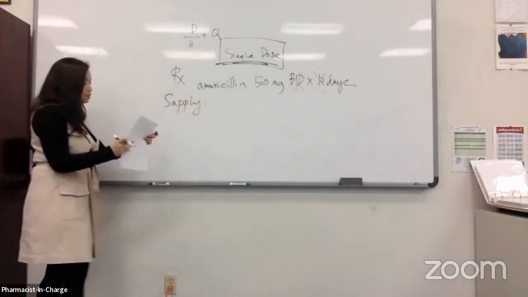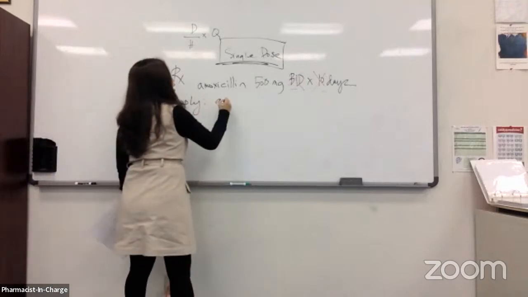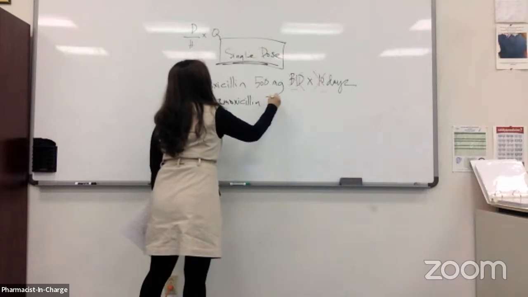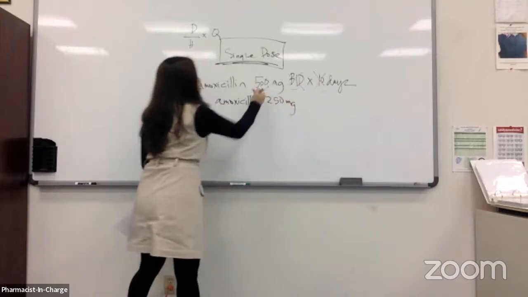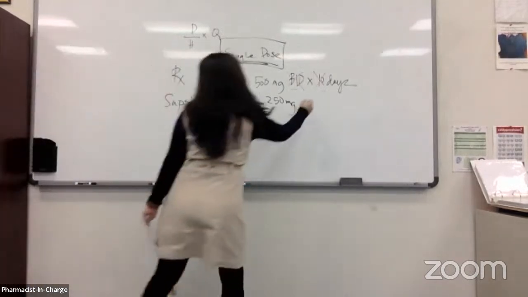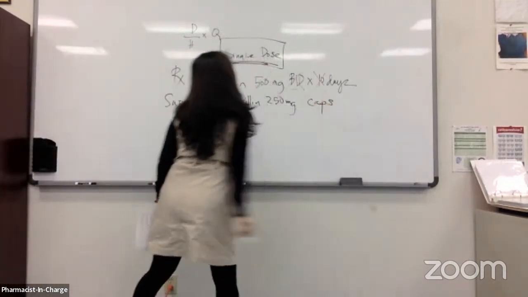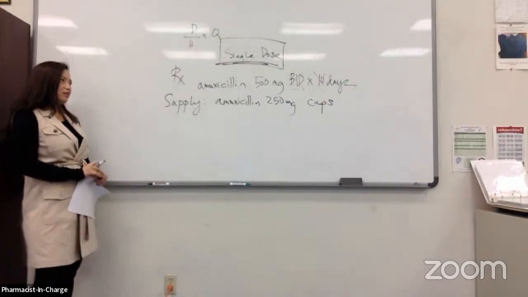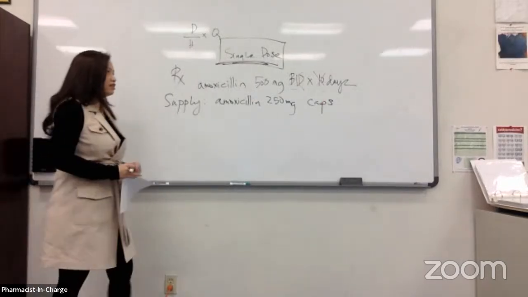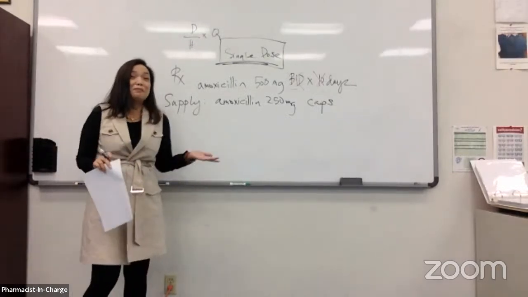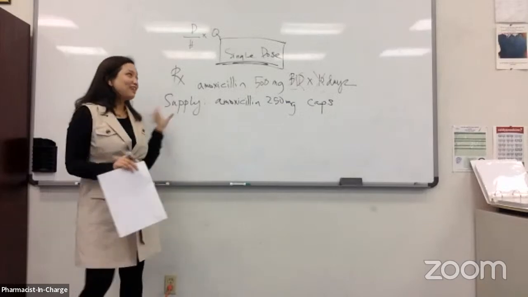Well, you have this prescription, but your supply of amoxicillin is 250 milligrams, not 500. Can you see that? 250 milligrams is actually half this time. Do you tell the patient, "I'm sorry, we don't have 500, I cannot give you your prescription"? No. This is when the math comes into play, right?